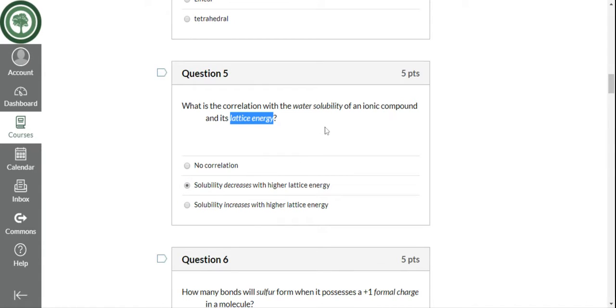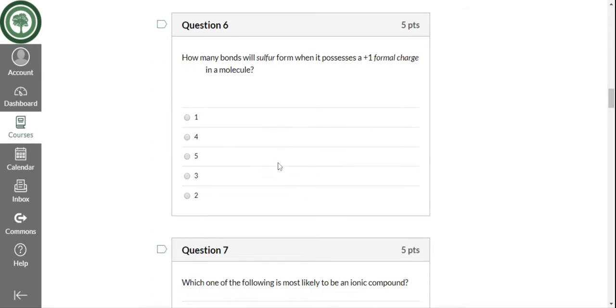Now, we also talked about melting temperature and hardness, and both of those were directly related. So as lattice energy goes up, solubility goes down, but melting temperature and hardness go up.